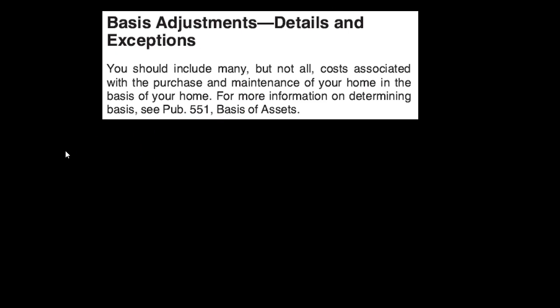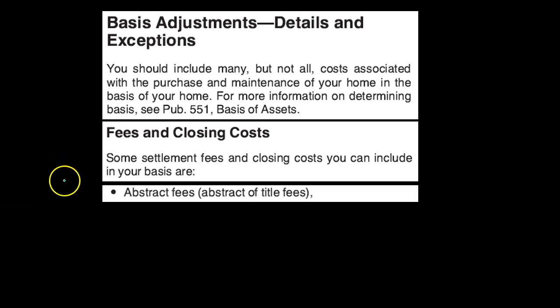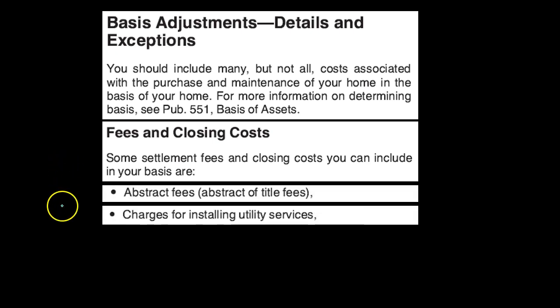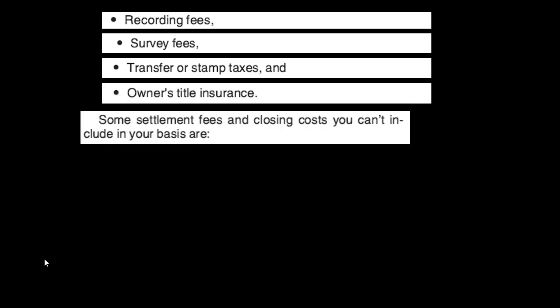You can go to the IRS website, irs.gov, and type in Pub or Publication 551. Fees and closing costs: some settlement fees and closing costs you can include in your basis are abstract fees, abstract of title fees, charges for installing utility services, legal fees, including fees for the title search and preparing the sales contract and deed, recording fees, survey fees, transfer and stamp taxes, and owner's title insurance.